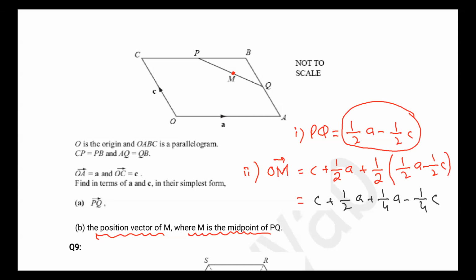Just add and subtract the like terms, simplify them. So I'm getting half A plus 1 by 4A is 3 by 4A. And C minus 1 by 4C is 3 by 4C. So that was question 8.